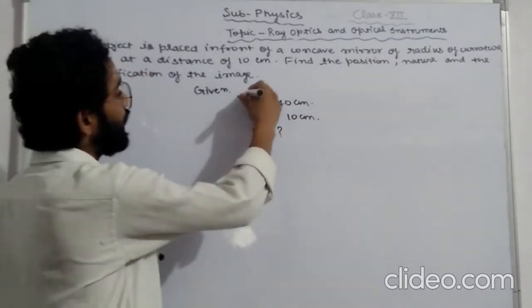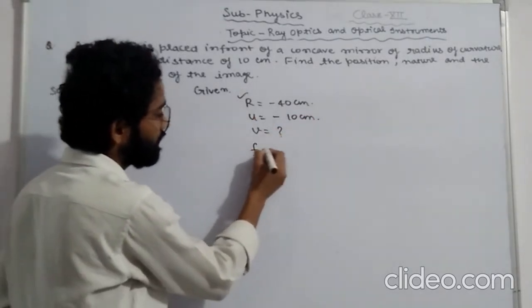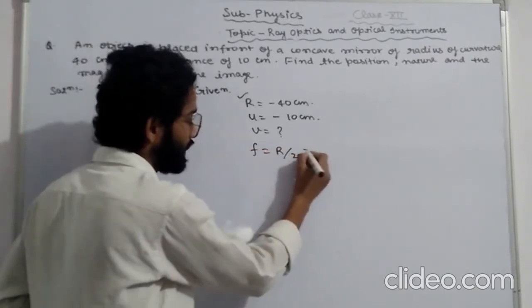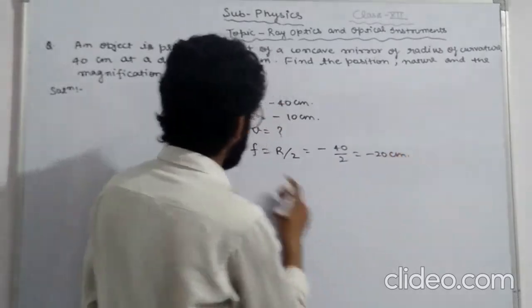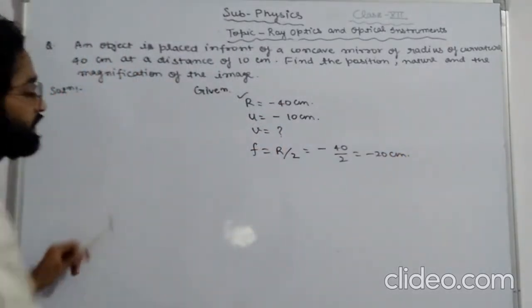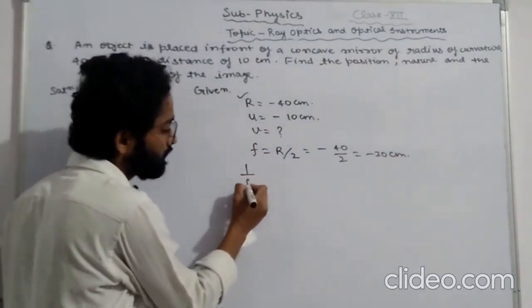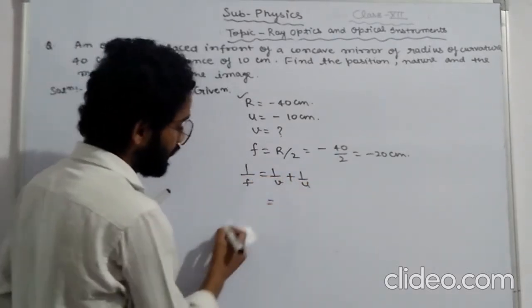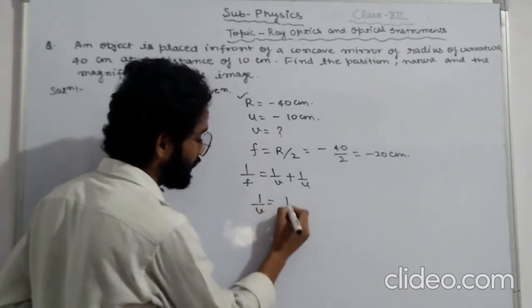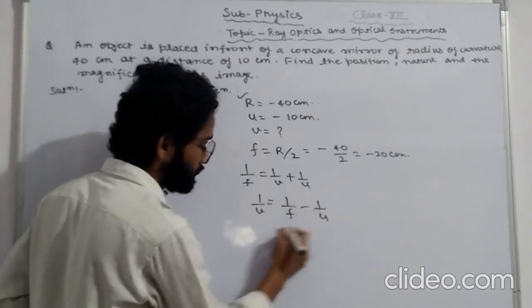When we know the value of R, then we can find the value of f. F is equal to what? R by 2. That is minus 40 upon 2, that is minus 20 cm. And when we know the value of f, then we can also find out the value of v by using the formula 1 upon f is equal to 1 upon v plus 1 upon u. Here 1 upon v can be written like 1 upon f minus 1 upon u.